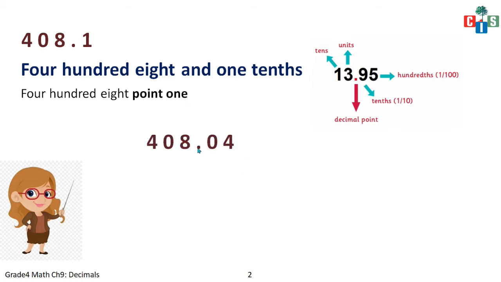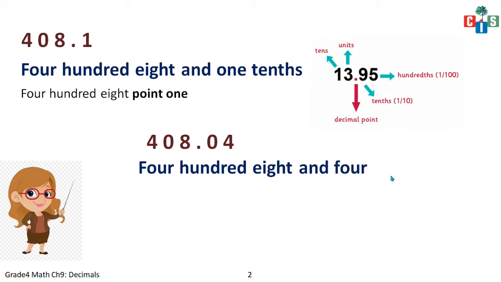It's 408.04. Okay, so 408 you know, then for the point you will write and, and for 04 you will not write 04, you will write 4, and then you will write the place value of 4. What is the place value of 4? Yes, it is 100th. It is not 10th. What is the place value of 4 here? It's 100th. So I will write 100th here.